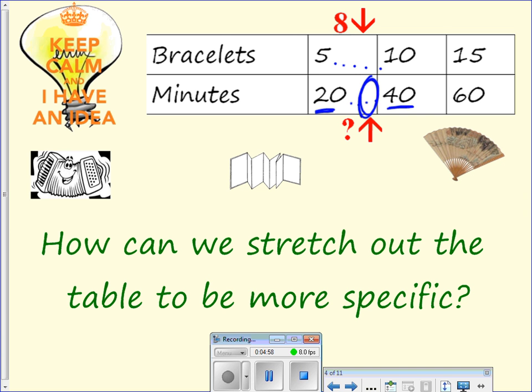But for now, as long as we know that our answer should be between 20 and 40. So if you get 41, that should be a red flag. Uh-oh, I gotta go back and check.